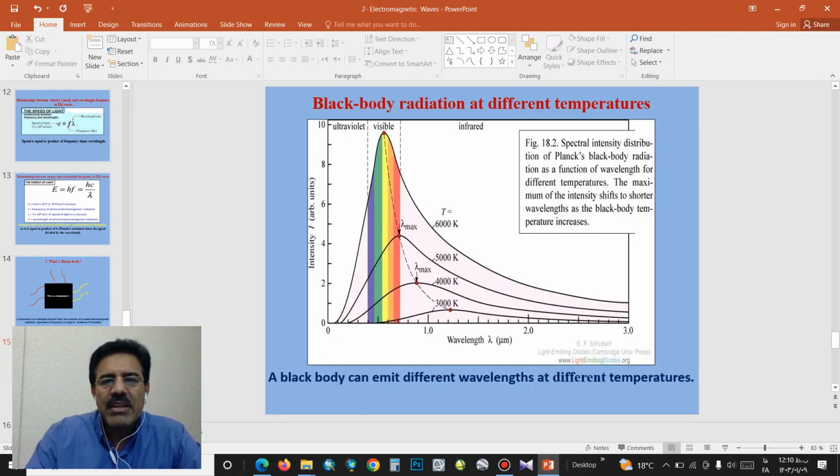This slide is showing black body radiation at different temperatures. Black body can emit different wavelengths at different temperatures. For example, at 3000 degrees Kelvin, 4000 degrees Kelvin, 5000 degrees Kelvin, or 6000 degrees Kelvin.